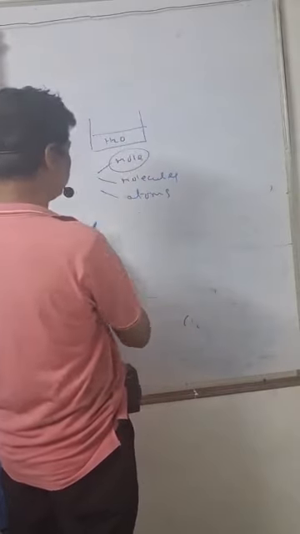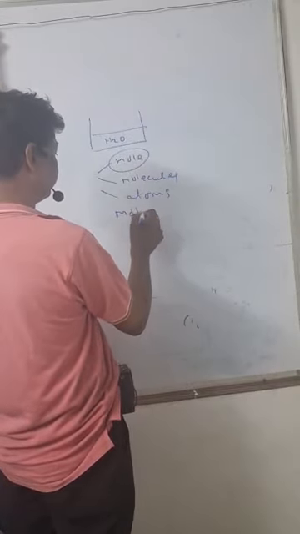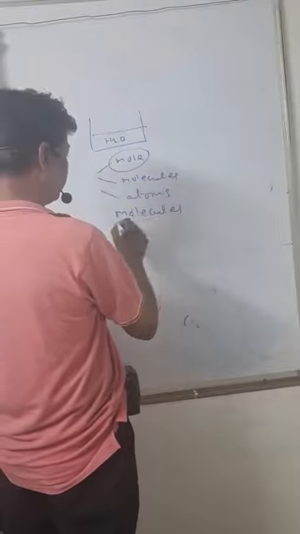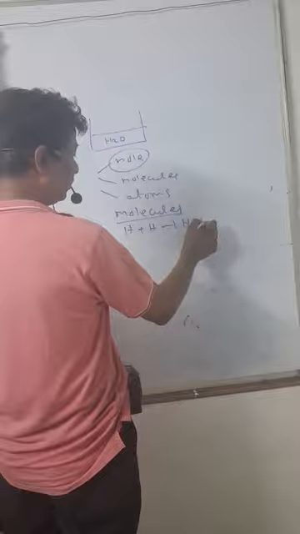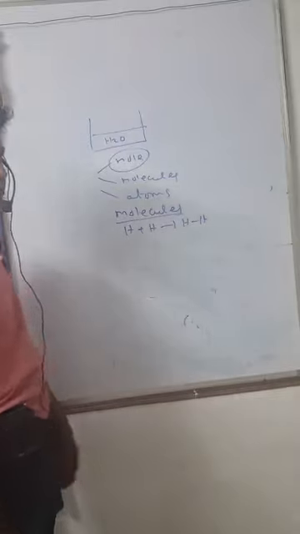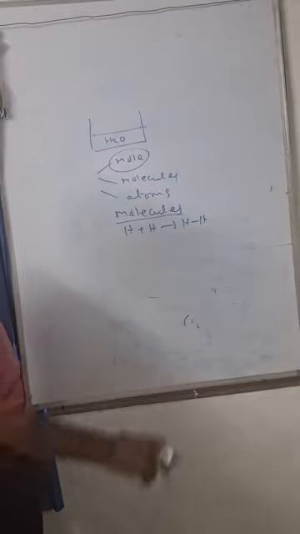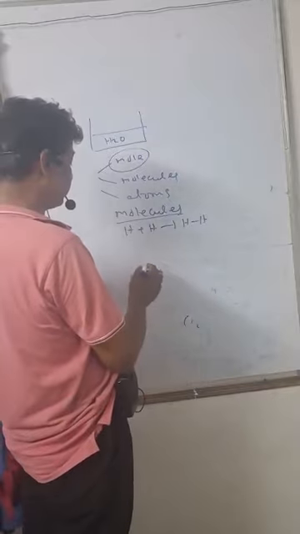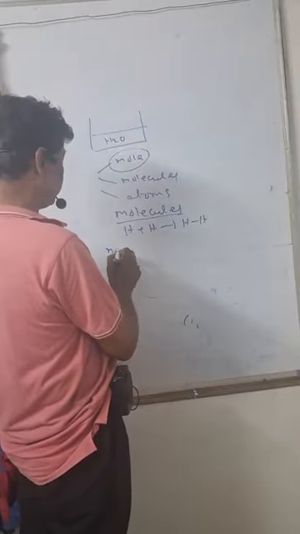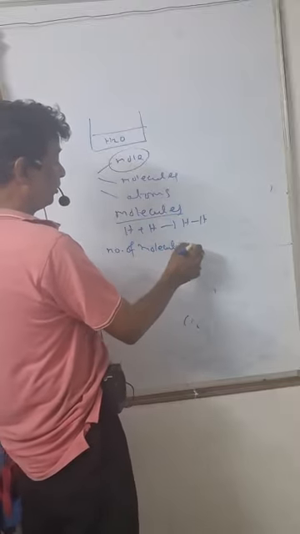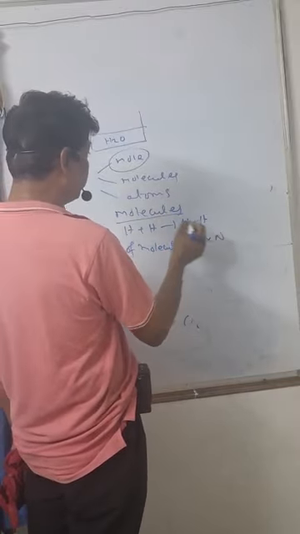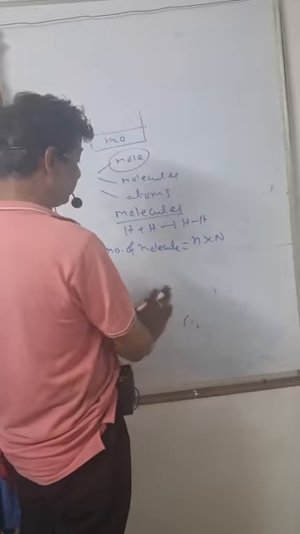It is mole. Molecules. Atoms combine to form molecule. Two or more atoms combine to form molecule. There is chemical bond. How many molecules? Number of molecules is equal to small n into capital N. Small n is number of moles.